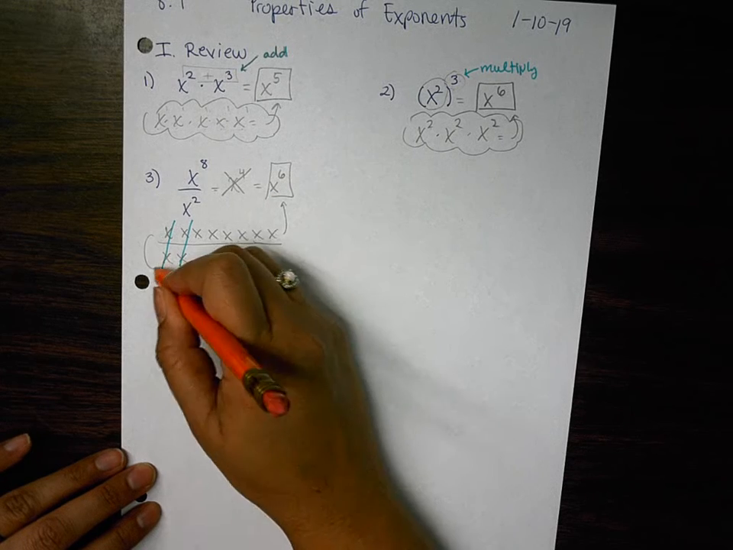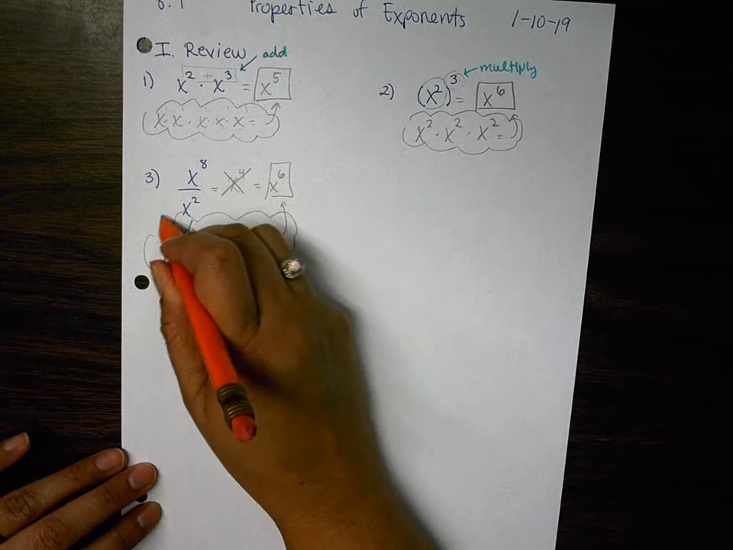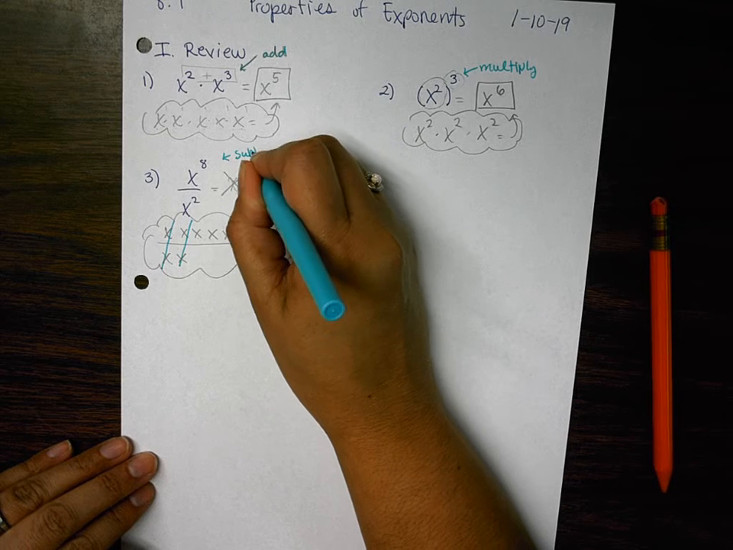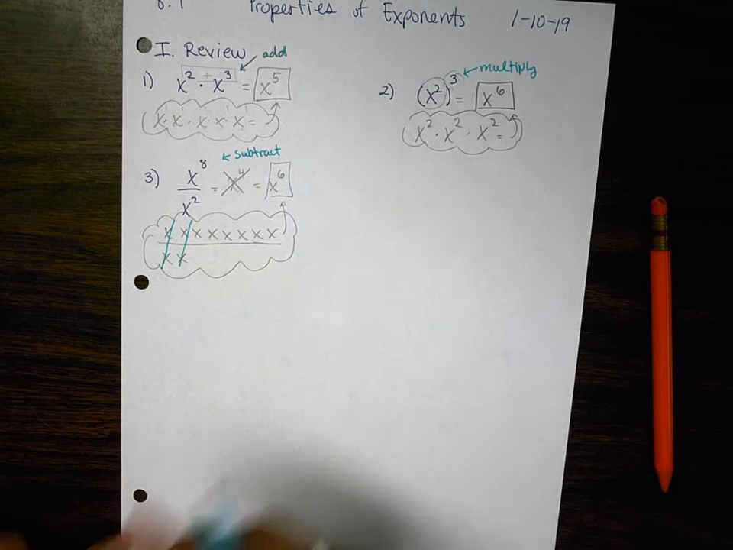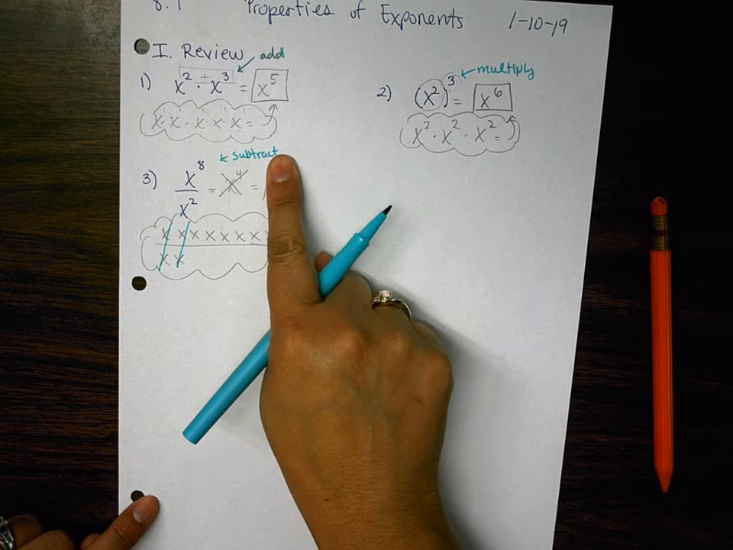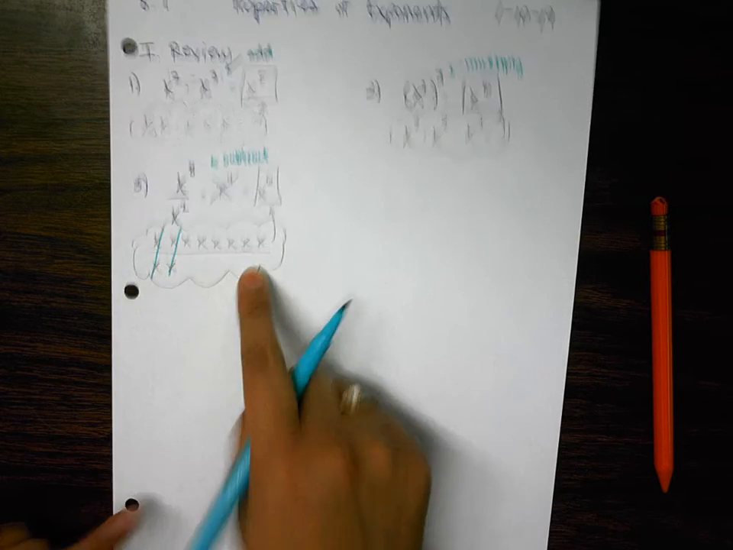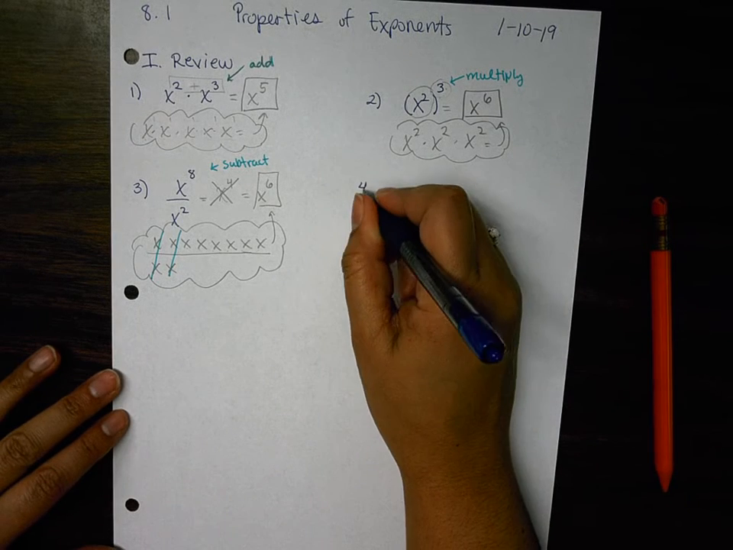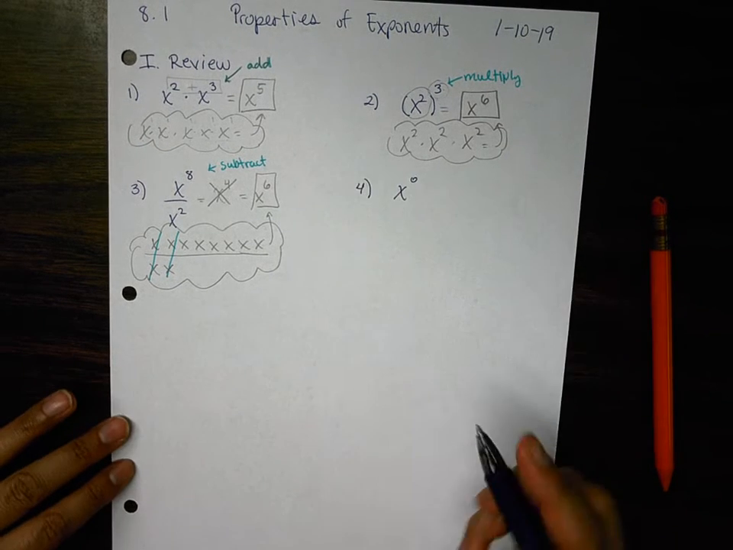All right, so when dividing, make sure that you remember to subtract the exponents. You add the exponents here, you multiply the exponents there, and subtract there. Got the difference?